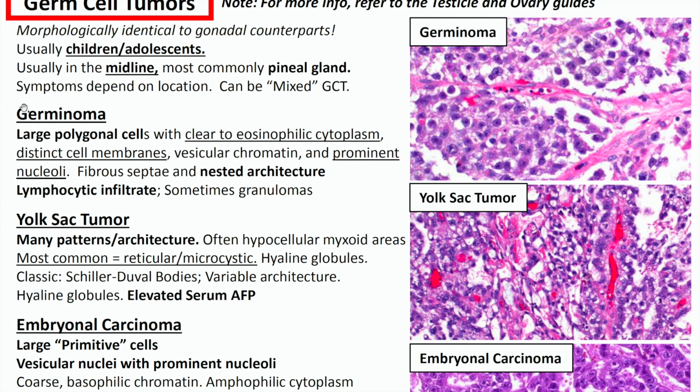So you can have germinoma, which is large polygonal cells with clear to eosinophilic cytoplasm, distinct cell membranes, vesicular chromatin, and prominent nucleoli, as we see here, with fibrous septae and nested architecture, with a lymphocytic infiltrate and sometimes granulomas.